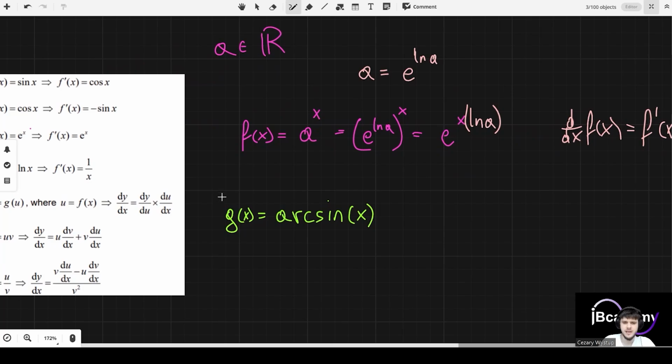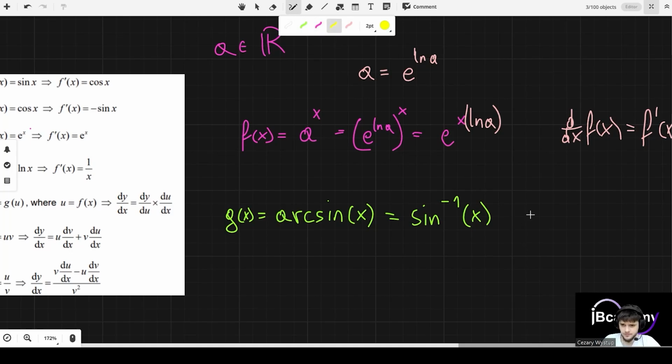So now the second function is the function g here. It's the inverse sine of x. Yeah, arc sine, same thing as sine to the power of -1, right? Inverse sine. But for this, we will need to use implicit differentiation.